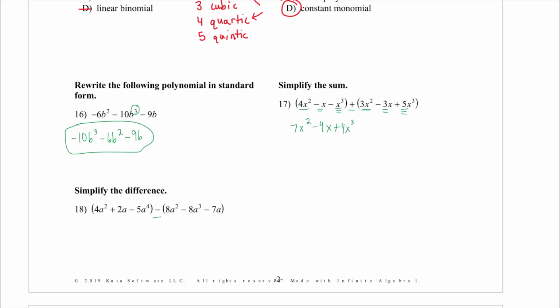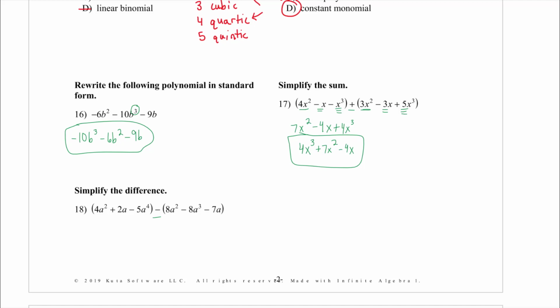4x cubed. If you wanted to write this in standard form, it wouldn't be a bad idea. 4x cubed would come first, and then the x squared, and then the x. That is something that you can do. It doesn't tell us in the instructions to write it in standard form, so it kind of depends on how picky your teacher is about these things, as to whether or not you want to go through that extra effort.